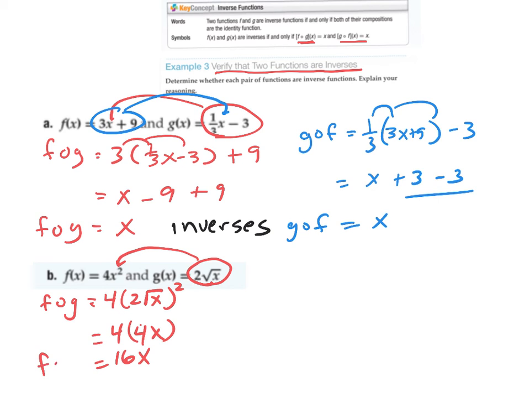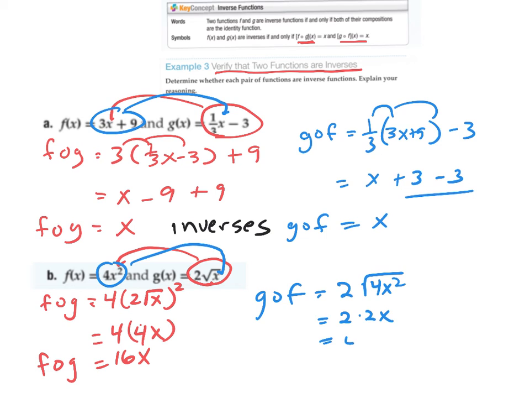Well, obviously we're not getting x, so this is not going to be inverses, but let's prove it by doing the other one, g of f. If I now take the f function and substitute it right there for the x, I would have 2 radical, and I would put the 4x squared into the radical, and if we do the math, simplify that, that's going to be 2 times 2x, which is 4x. So obviously they do not equal x, so these are not inverses.